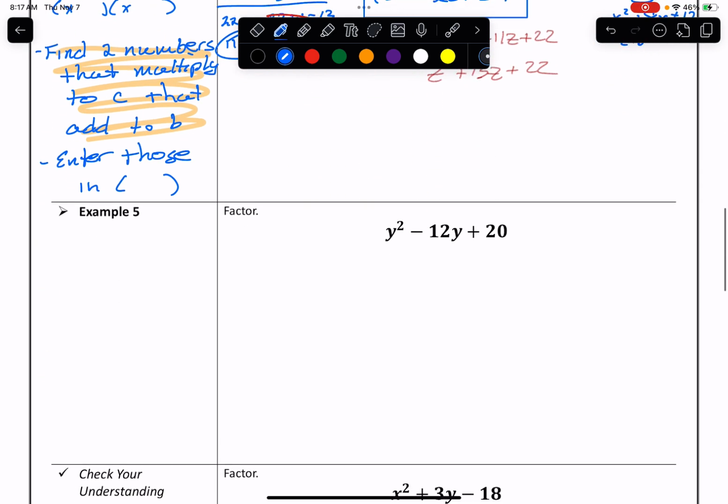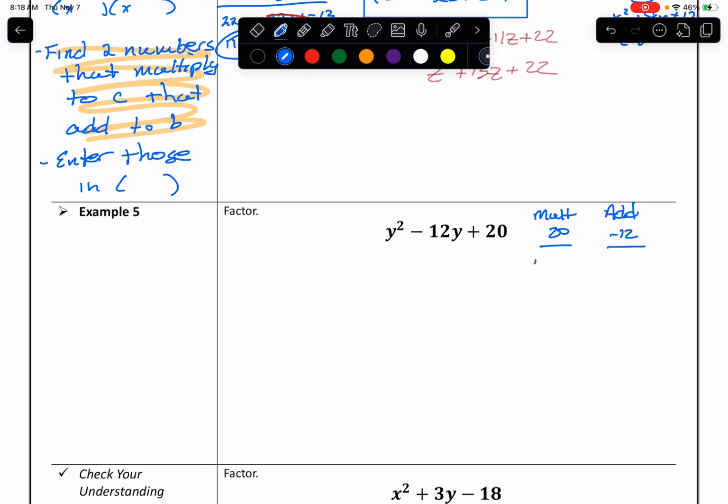So we'll do the same thing here. I need to multiply to 20. I need to add to a negative 12. Now, adding to a negative 12 means we must have some negative numbers in there.